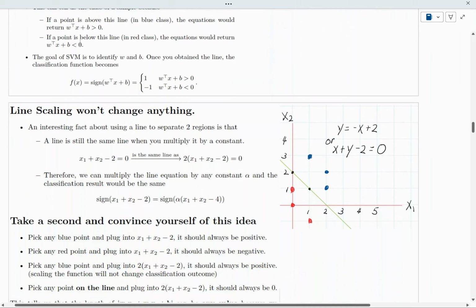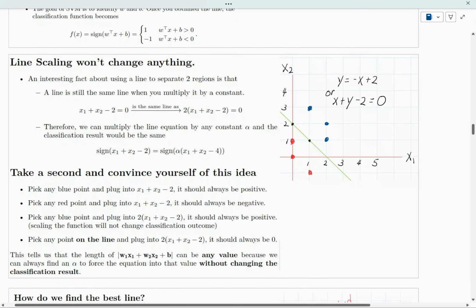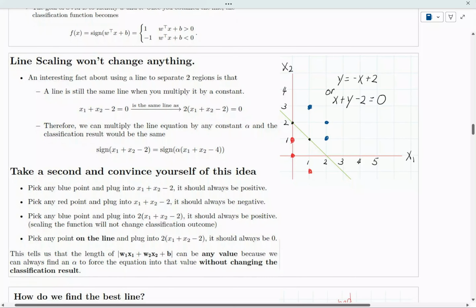Okay, so let's continue. Line scaling. One interesting thing about a line is that if you multiply the line by any number, you're just going to result in the same line. For example, this is the equation of this line. Now if you multiply this equation of a line by any number, let's say we multiply it by 2, the result, if you plot it out, is still the same line.